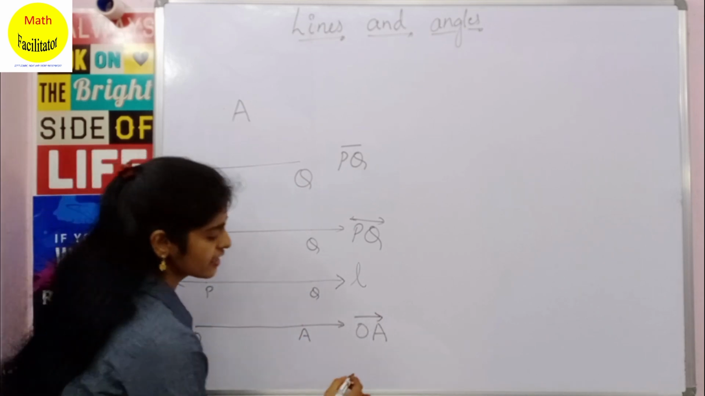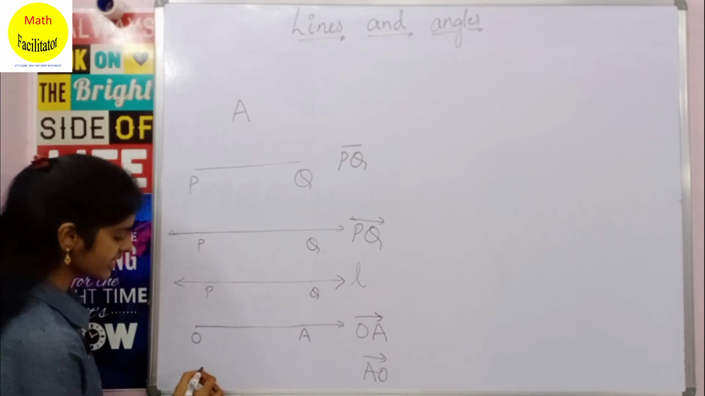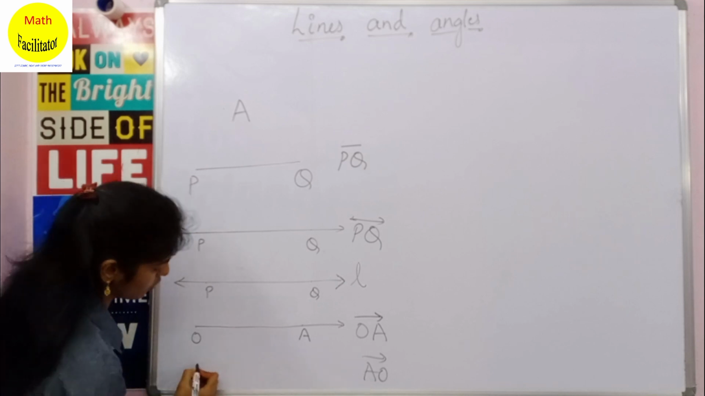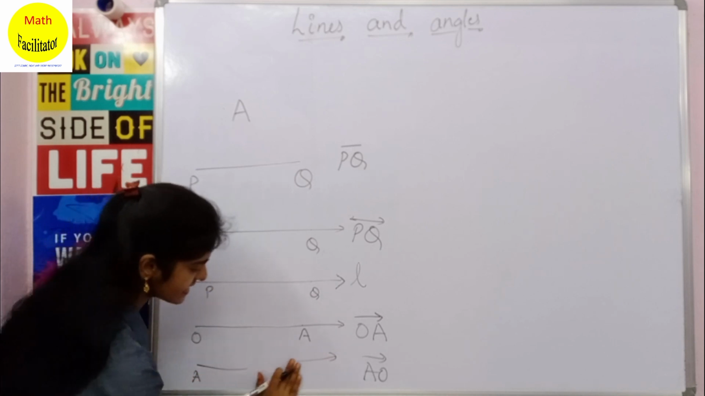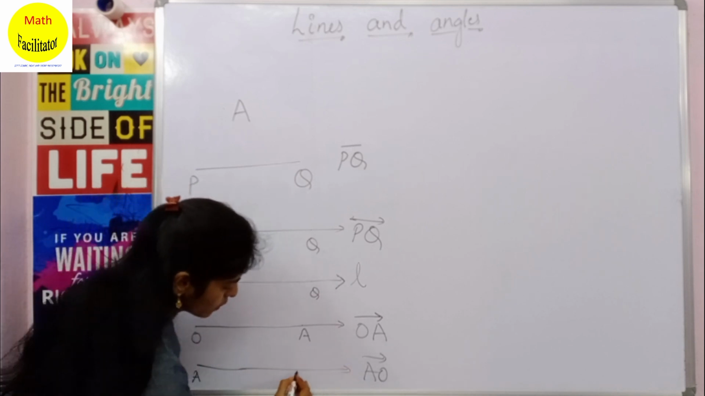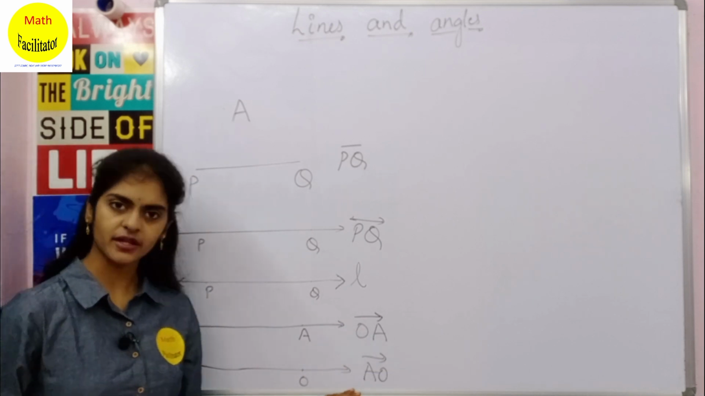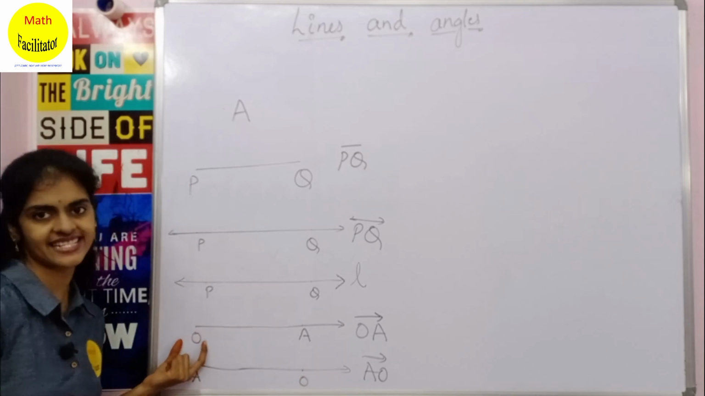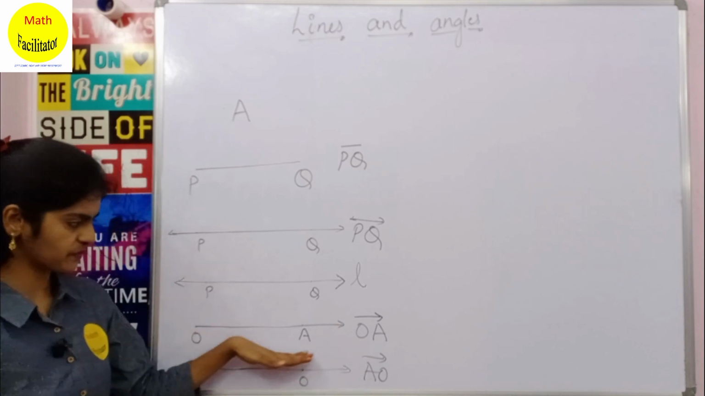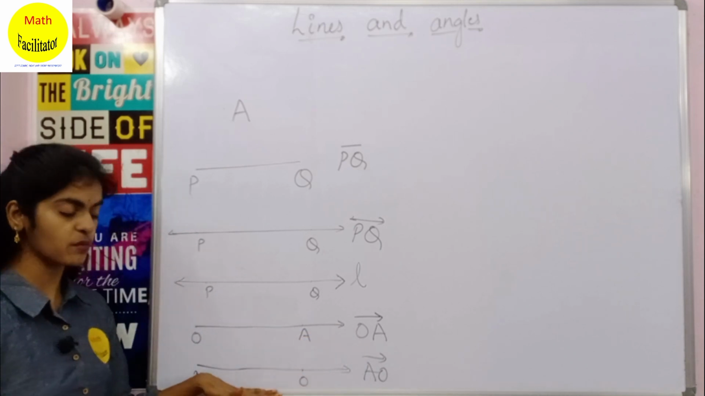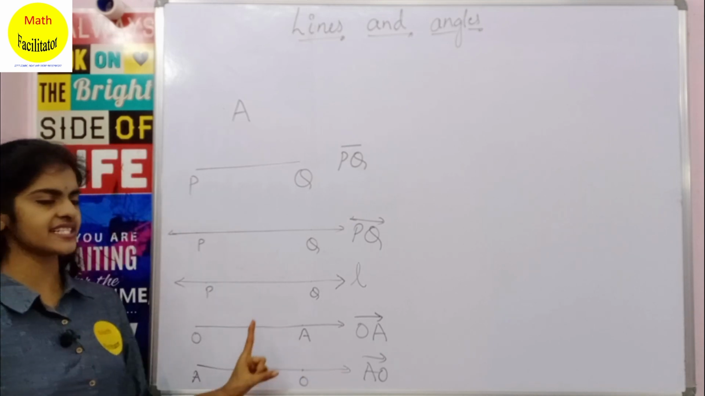Now if you write it in this way, AO, it means the ray is starting at point A. The starting point is A and it is extended towards O, in the direction of O. So always be careful when you are representing a ray. You have to see where the ray is starting, and from there you have to represent. OA is this ray and AO is this ray. Both are different, because the direction is changing. A ray can be extended in a single direction.